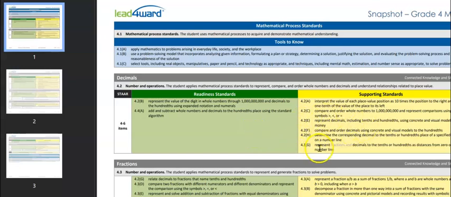And then you can take some time, if you want, to go on to Lead Forward and look at all of the supporting standards that we use with decimals as well. You'll notice here the expanded notation, which we did in the last lesson, and just comparing and ordering whole numbers. And we also see here using visual models to the hundredths, which we did with those base 10 blocks, and we're about to do that again.